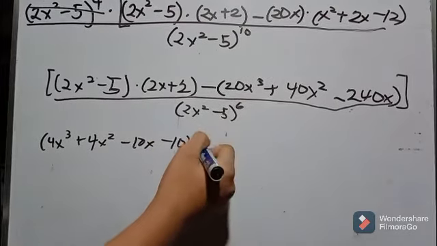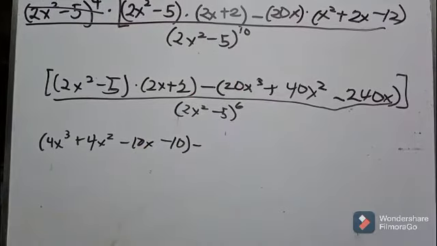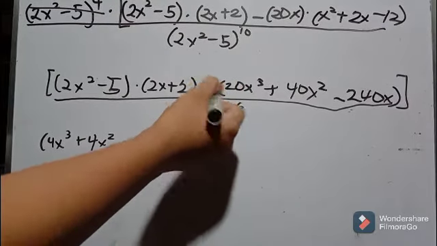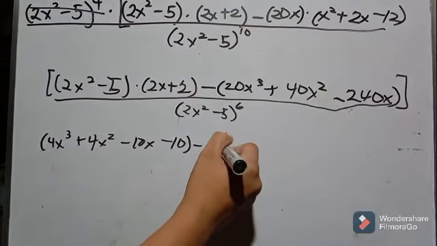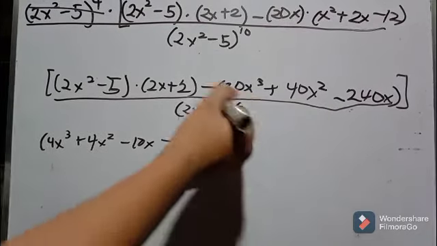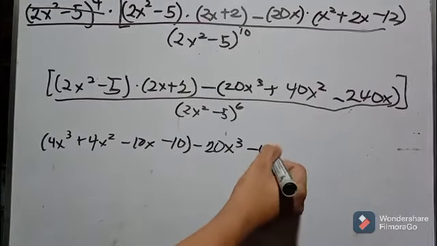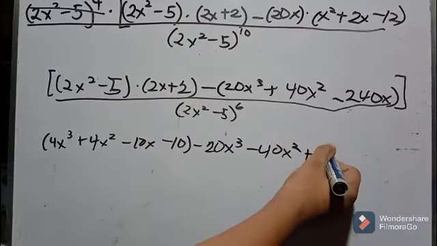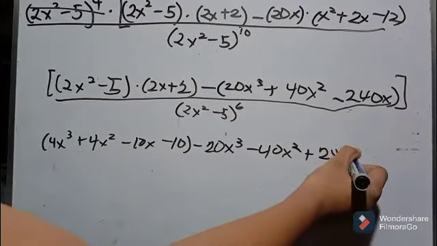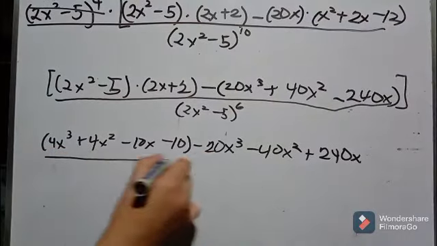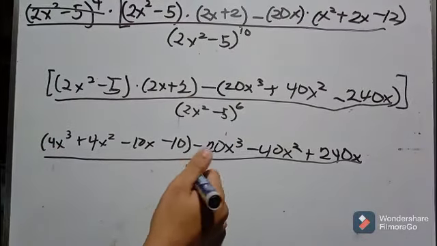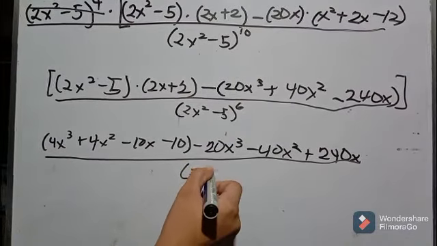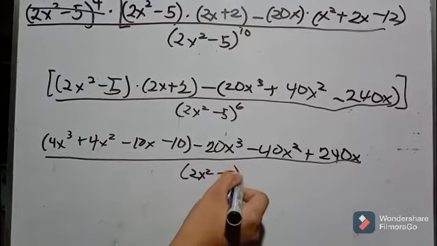And minus, simplify this and multiply it to negative 20x cubed and minus 40x squared plus 240x over 2x squared minus 5 raised to 6.